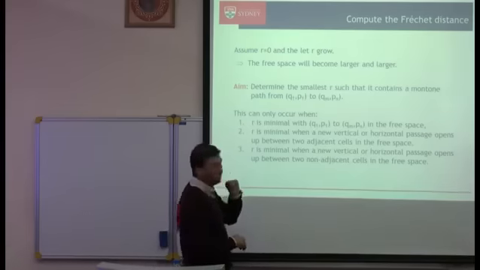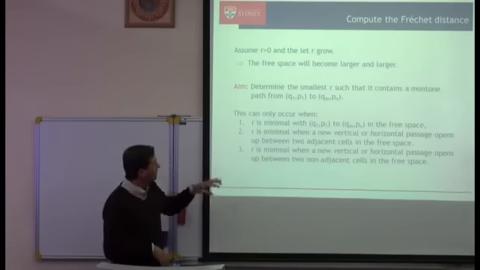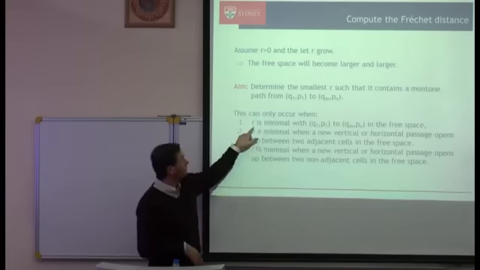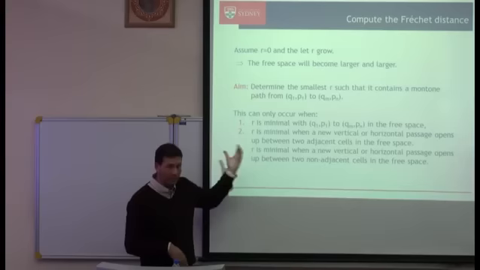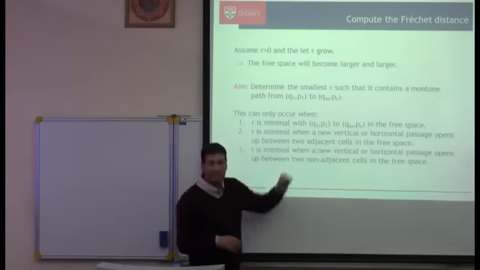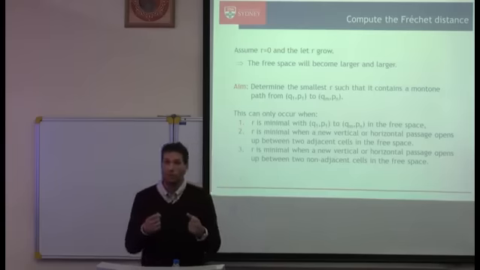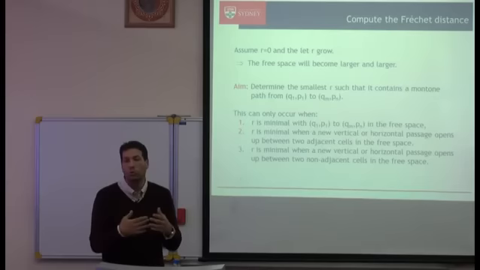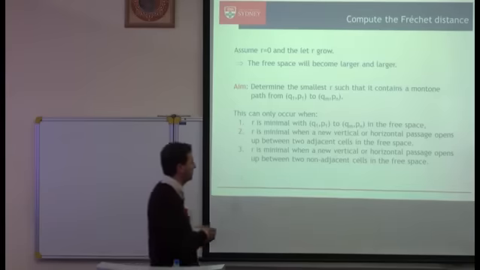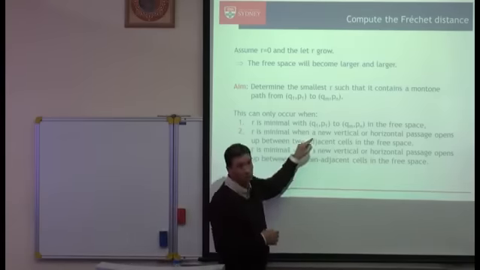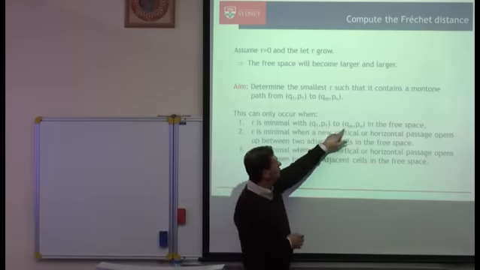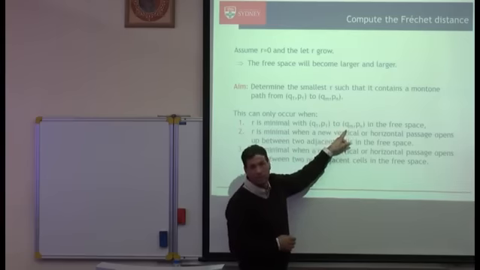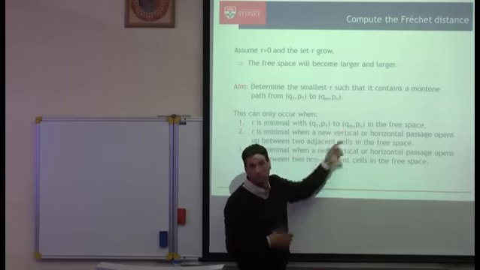Well, there are 3 cases. One is when the Fréchet distance is minimal when the distance between the start points is exactly the Fréchet distance. Anything smaller is impossible, because the start points are too far away from each other. I can't find a Fréchet distance that is smaller than the distance between Q1 and P1. And equally, the Fréchet distance cannot be smaller than the distance between the 2 endpoints.